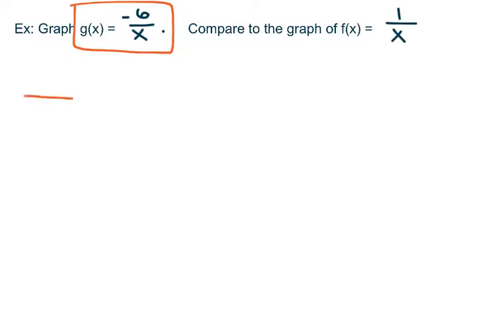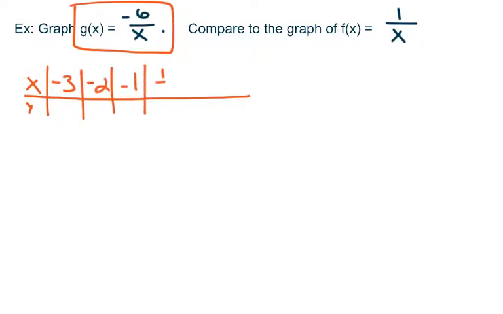I'll do that one in red. So I know that I'm going to come up with some x's and some y's. I'm going to use the same x values. I'm actually going to use a bunch of x values here. I'm going to add a couple more. So I'm going to have 8 x values: negative 3, negative 2, negative 1, negative 1/2, and then 1/2, 1, 2, and 3.